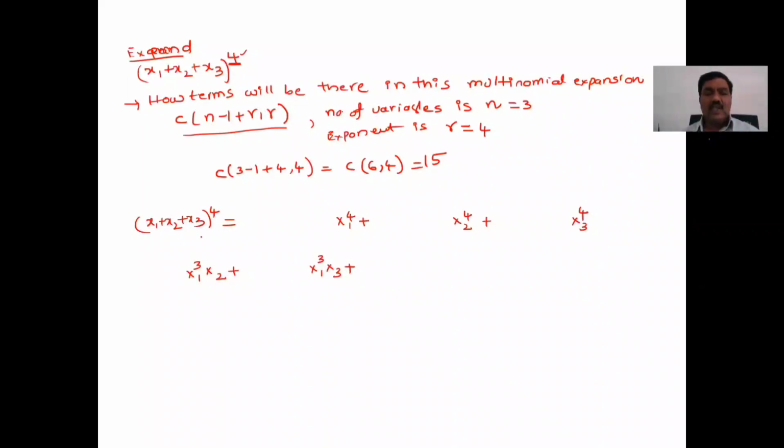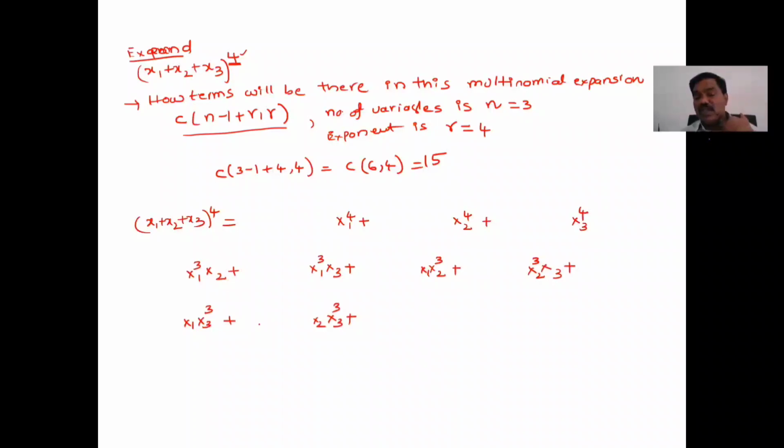Then when I take x2 cube, x1, then x2 cube, x3. Please observe carefully how I am writing. Then x3 cube is also possible. So therefore, x3 cube, x1. Why am I writing x1 before? I am just writing in an order. First x1 variable, then x2, then x3 in that order. Then x3 cube, x2. So with this, all possibilities of one cube term and one single term is completed.